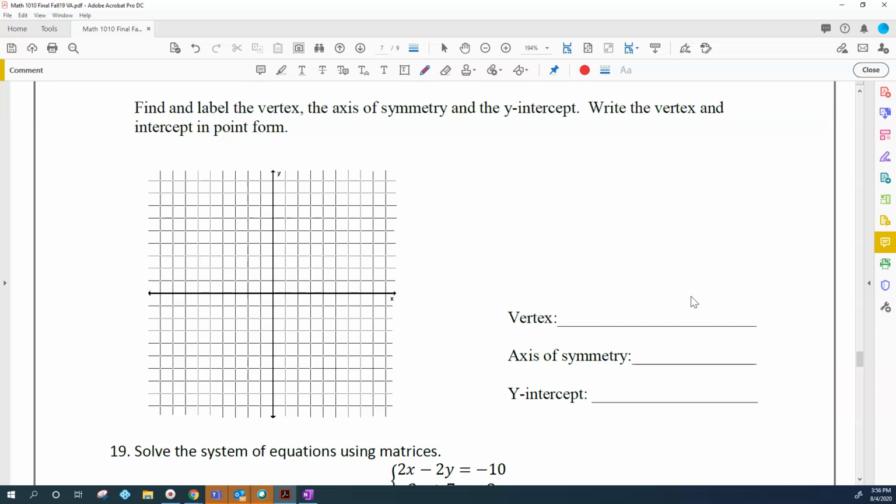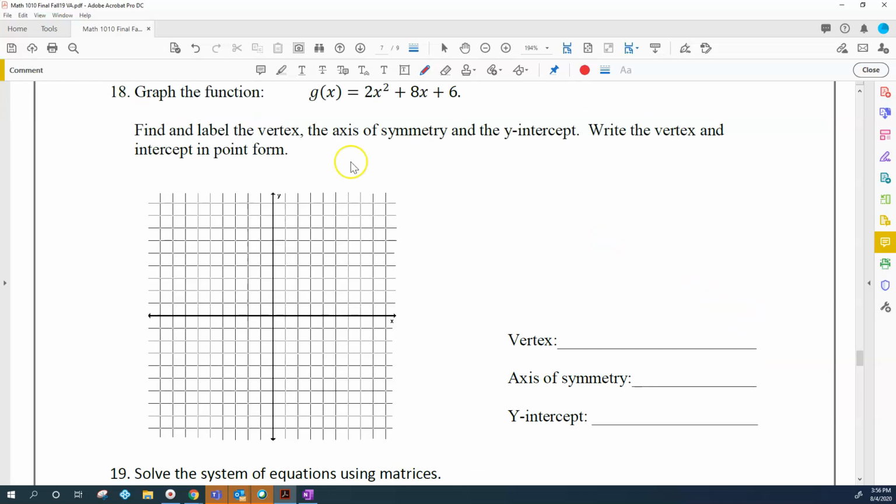Maybe let me talk about this one, just because I saw on the last test some mistakes that people made, and I want to make sure that you don't make that same mistake on these. So when you're trying to graph this function, and it asks you to find a few things, it wants you to find the vertex, and notice it says write the vertex and intercept in point form, so you need to write them as an ordered pair. I'm going to write it down this way so I remember.